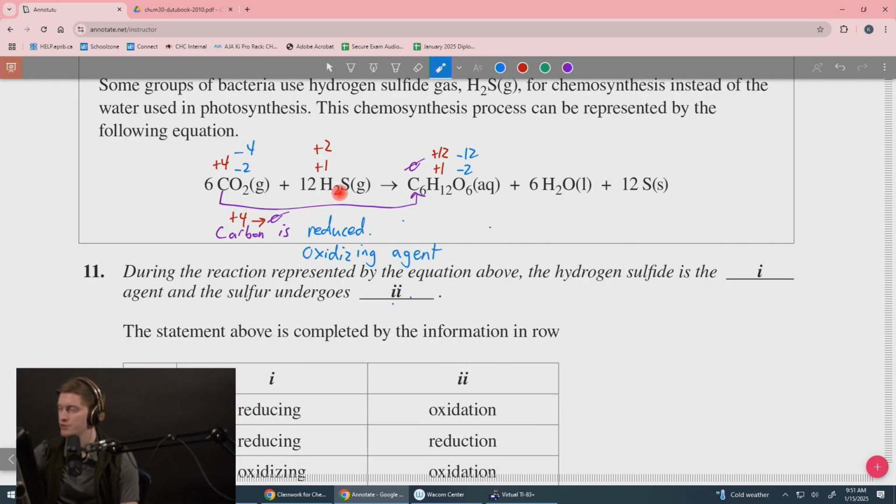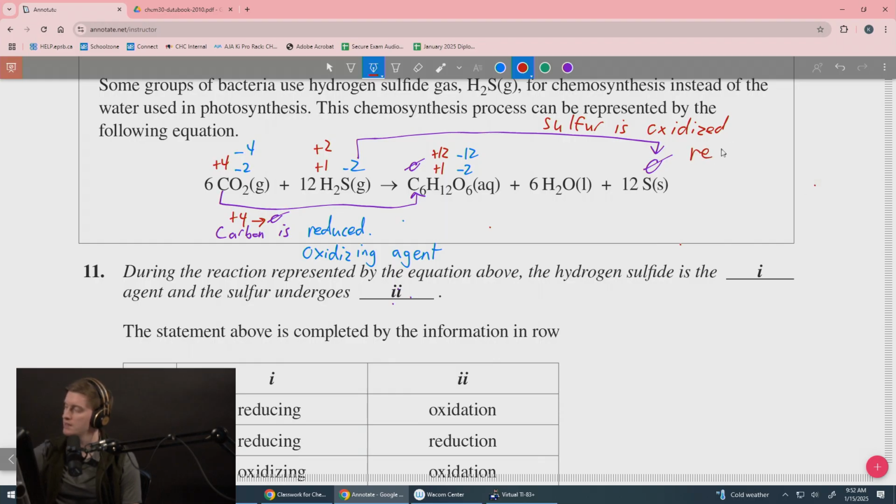Then we take a look at hydrogen sulfide gas. Our sulfur within hydrogen sulfide gas has a -2 oxidation state. It's going to elemental sulfur, which has a 0 oxidation state. So it's going from -2 to 0, which is becoming more positive. The sulfur is oxidized, going from -2 to 0, which means it's the reducing agent.